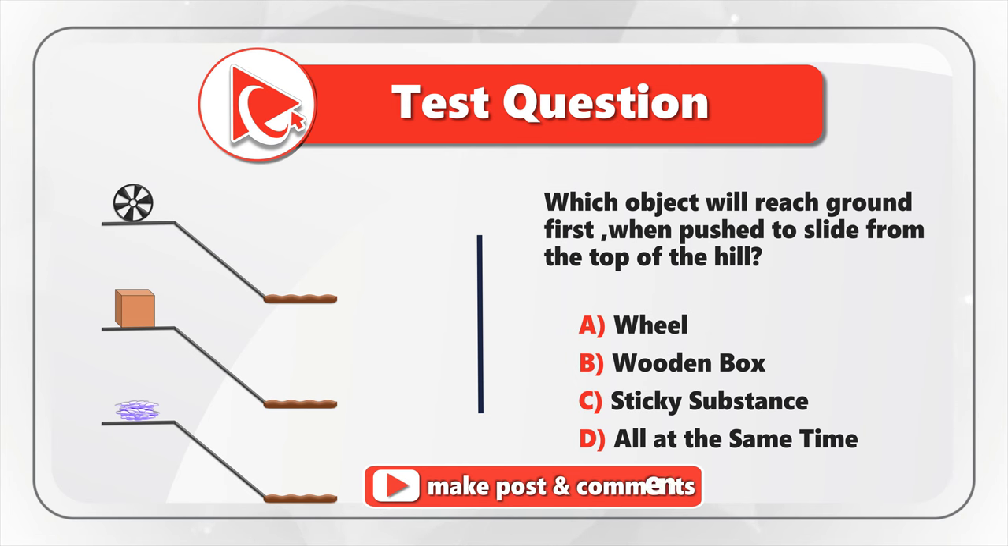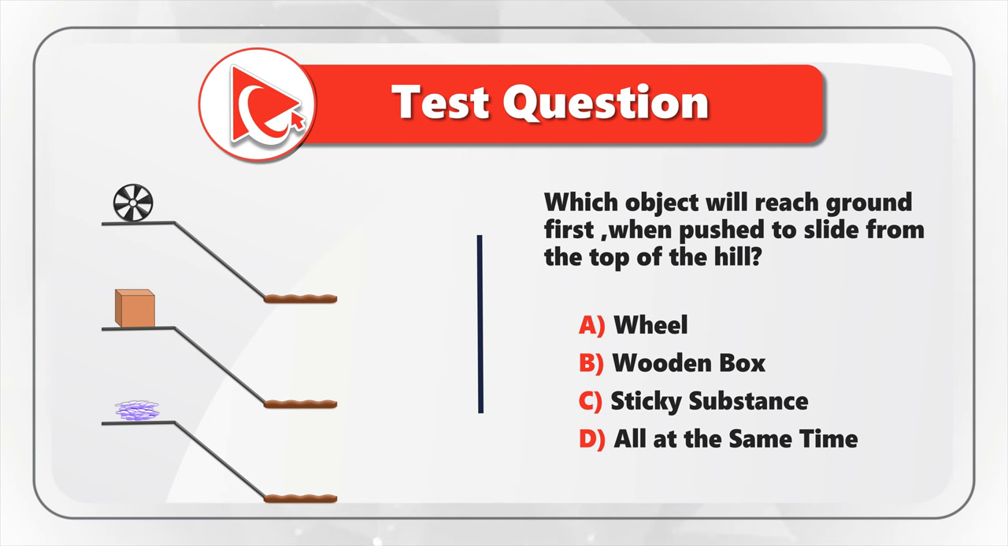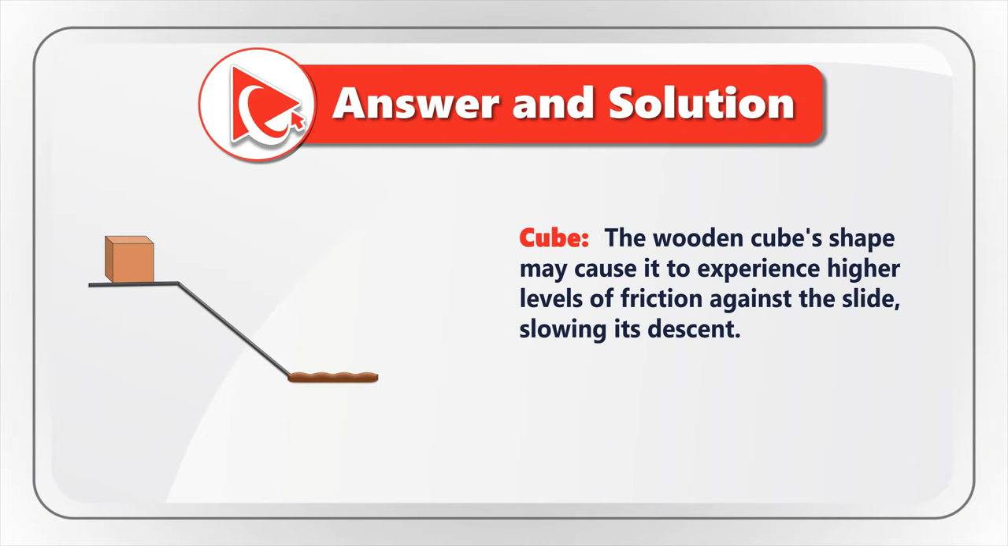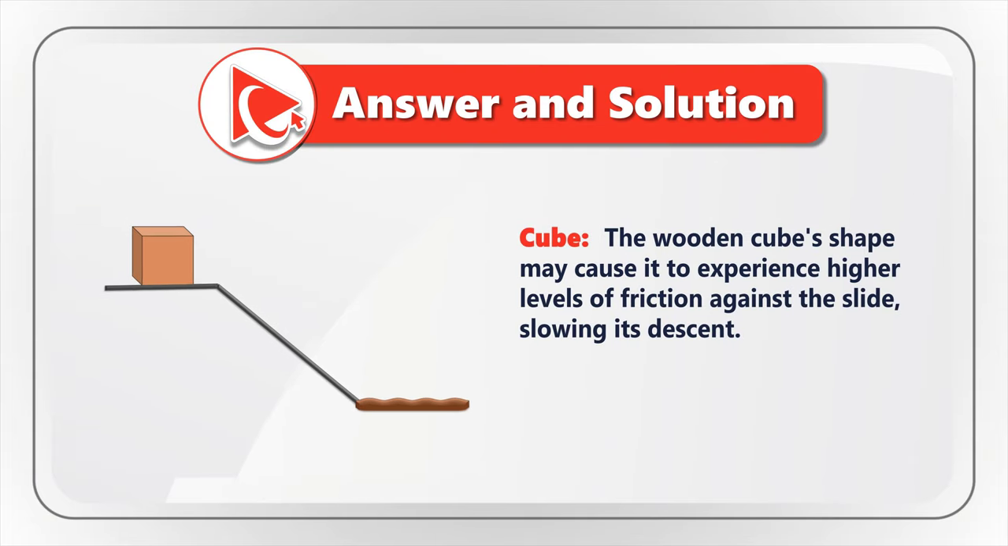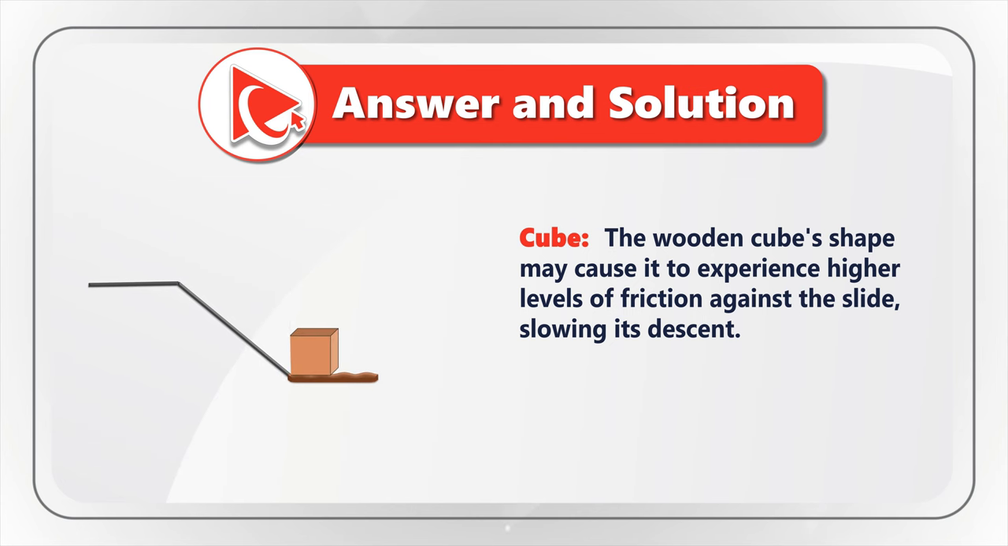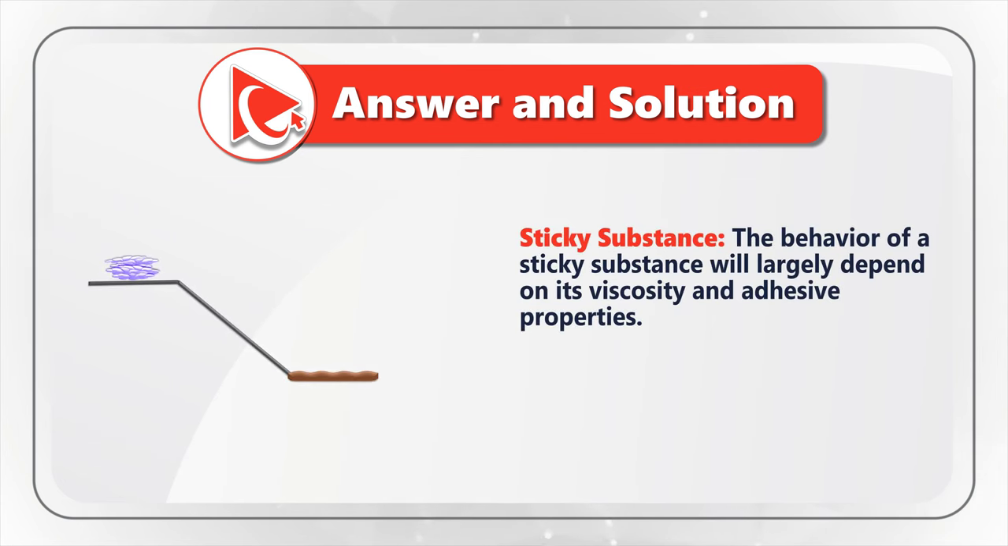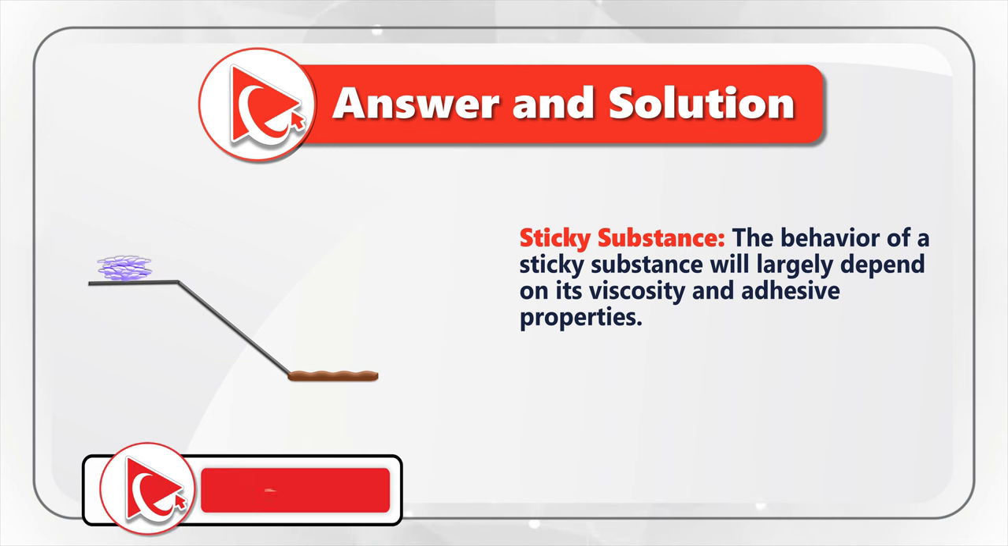To determine the answer, let's look at each object individually. This will help us decide all the considerations related to their sliding from the top of the hill down to the ground. Let's start with the cube. The cube's shape may cause it to experience high levels of friction against the slide, slowing its descent. But at the same time, the sticky substance may move even slower, because the behavior of a sticky substance will largely depend on its viscosity and adhesive properties.